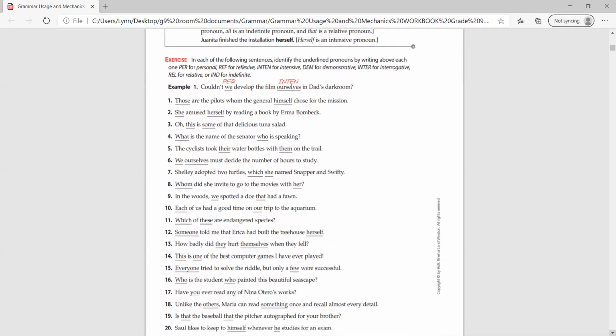Right, so in each of the following sentences, identify the underlined pronouns by writing above each one, P-E-R for personal, R-E-F for reflexive, and it goes on and tells you, okay? So that's what we're going to do. I want all of you now to do 1 through 10. I'll give you a minute to answer.